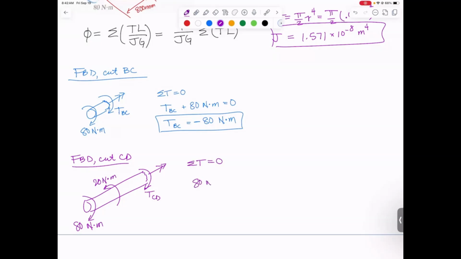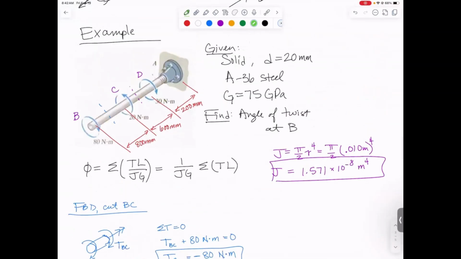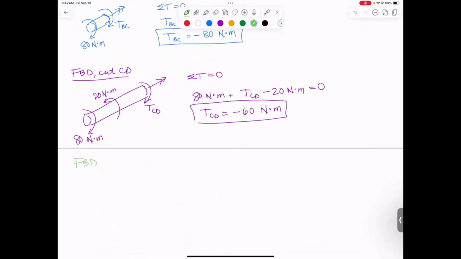I've got 80 Newton meters and the torque at CD in one direction and 20 Newton meters in the other direction. So those sum to 0, and I get T_CD is minus 60 Newton meters, so also negative. And I need to do one more cut because I have one more section. This cut is going to be in between D and A. So free body diagram, cut between D and A.